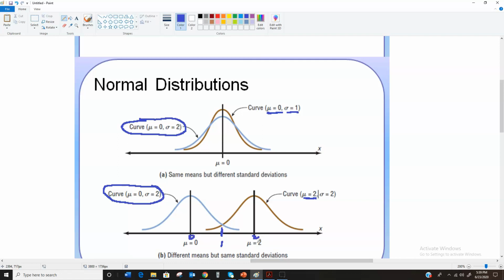Well, for this curve, its mean is at 2, and this curve, its mean is at 0. But their standard deviations are the same, and so how tall they are and how wide they are is the same because they have the same standard deviation. So the mean being different shifts it left and right, and the standard deviation being different changes the shape, the height, and the width.